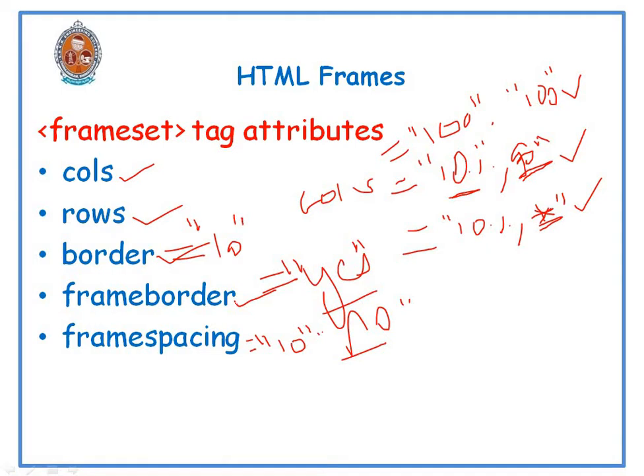Next one is frame border. It is used to specify whether we are having a 3D view or not. If you specify frame border equals yes, then it is viewed as a 3D view. If you specify the frame border value equals no, that means we don't want a 3D view. Finally, frame spacing is used to provide the space between each frame.